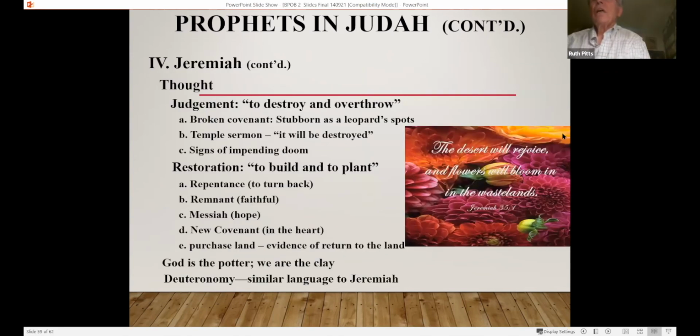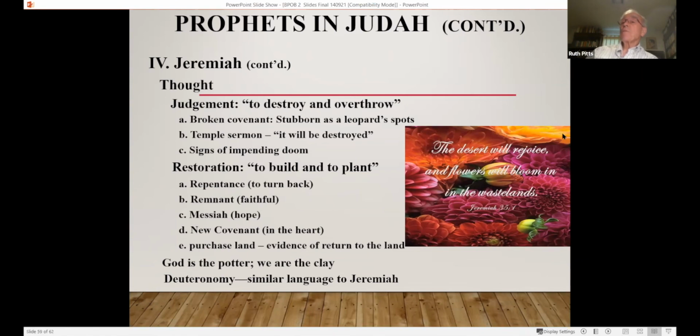Jeremiah's thought, first to destroy and overthrow. This guy's in a real pickle because he spans the time of the fall of Jerusalem. The covenant's been broken. You folks are as stubborn as you can be. Can a leopard change its spots? No. Will you likely change? No, you're too stubborn to do so.